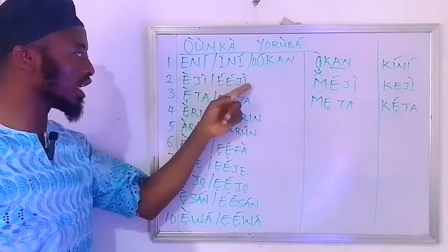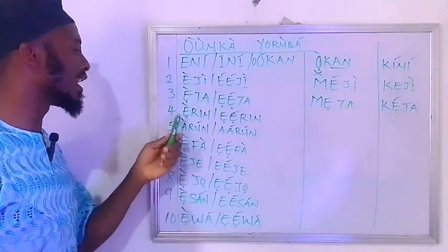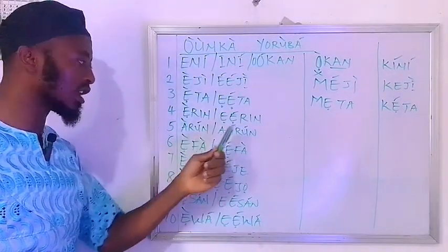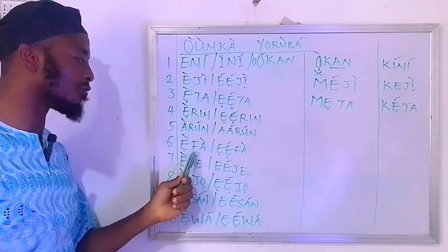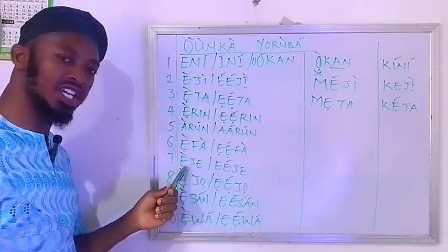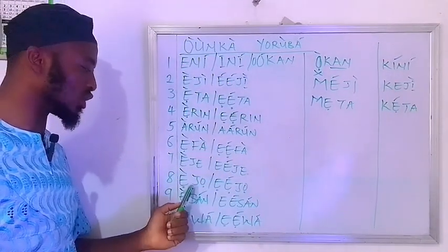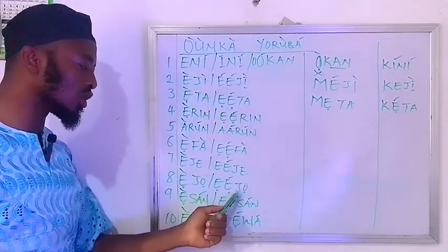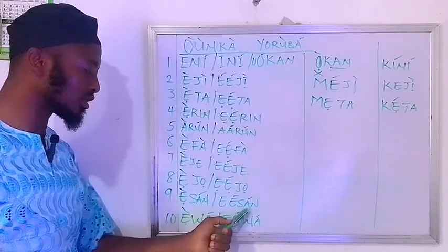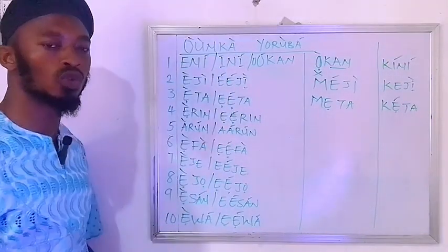So from here you see 1, ení, or ìní, or ọ̀kan. Èjì. 3, ẹ̀ta, or ẹ̀ẹ́ta. 4, ẹ̀rin, or ẹ̀ẹ́rin. 5, àrún. 6, ẹ̀fà, ẹ̀ẹ́fà. 7, èje. 8, ẹ̀jọ. 9, ẹ̀sán. 10, ẹ̀wá. So let's move to counting now.